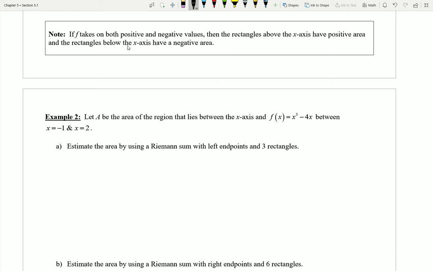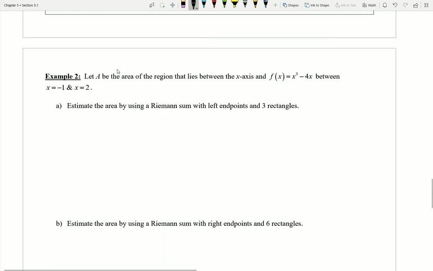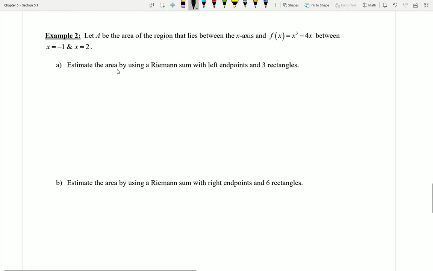To get a sense of what we mean by this, let's take a look here at example 2. We're going to let A be the area of the region that lies between the x-axis and underneath this graph, specifically on the interval from -1 to 2. Now, if you were to go to a calculator or try to graph this out by hand, you could easily start to see what this graph looks like.